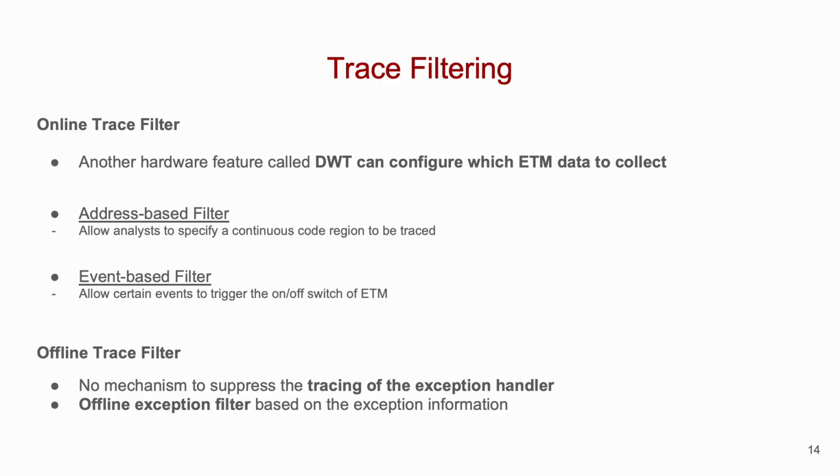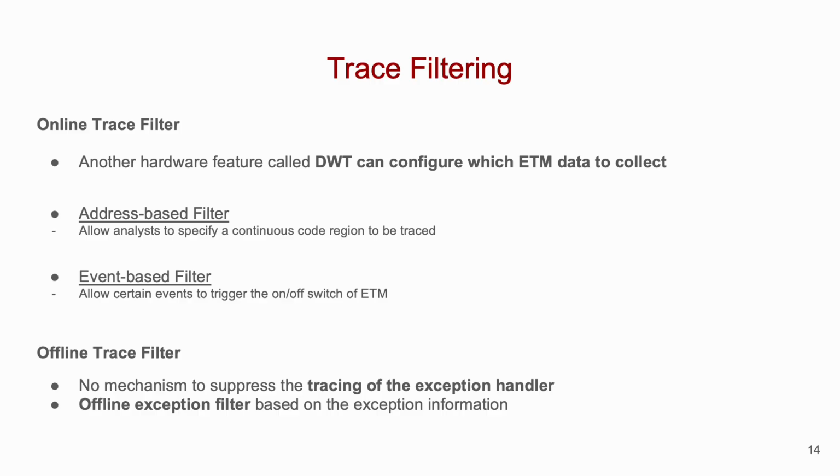Another optimization performed by mAFL is filtering the ETM trace packets. Raw ETM packets contain a lot of data besides information relevant to branch coverage. The authors find that mAFL aggressively needs to filter ETM packets to deal with too much data and too little bandwidth. To this end, they use the data watchpoint and trace unit to filter irrelevant ETM packets in real time on the microcontroller. These include address-based filters and event-based filters.